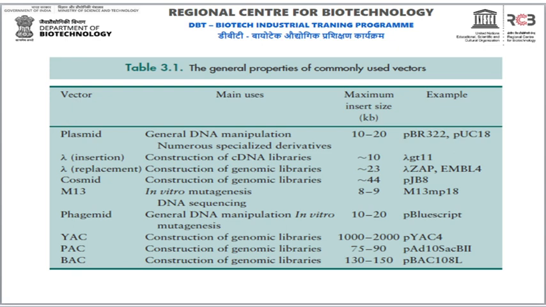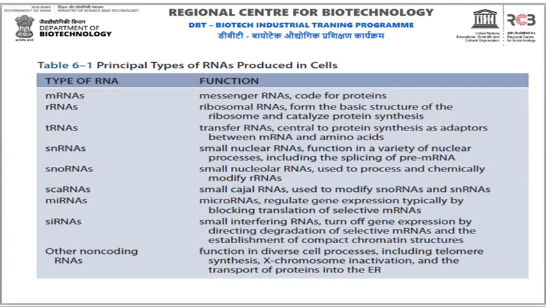Whereas for YAC, the approximate insert size, YAC can accept DNA ranging from 200 kilo base pair to 2000 kilo base pair. Okay. And PAC, they can clone up to 75 kilo base pair to 90 kilo base pair. So this I am telling with regard to kilo base pair. Okay. BAC, they can clone DNA segments ranging from 130 kilo base pair to 150 kilo base pair.